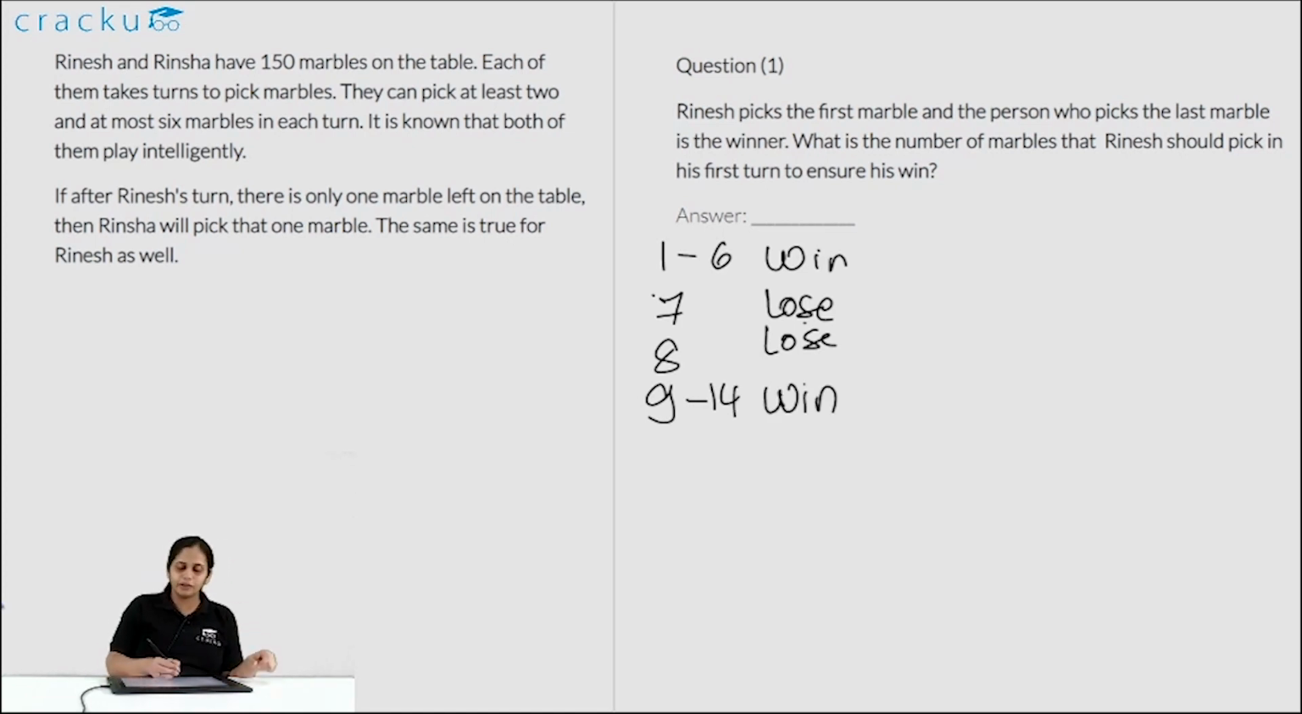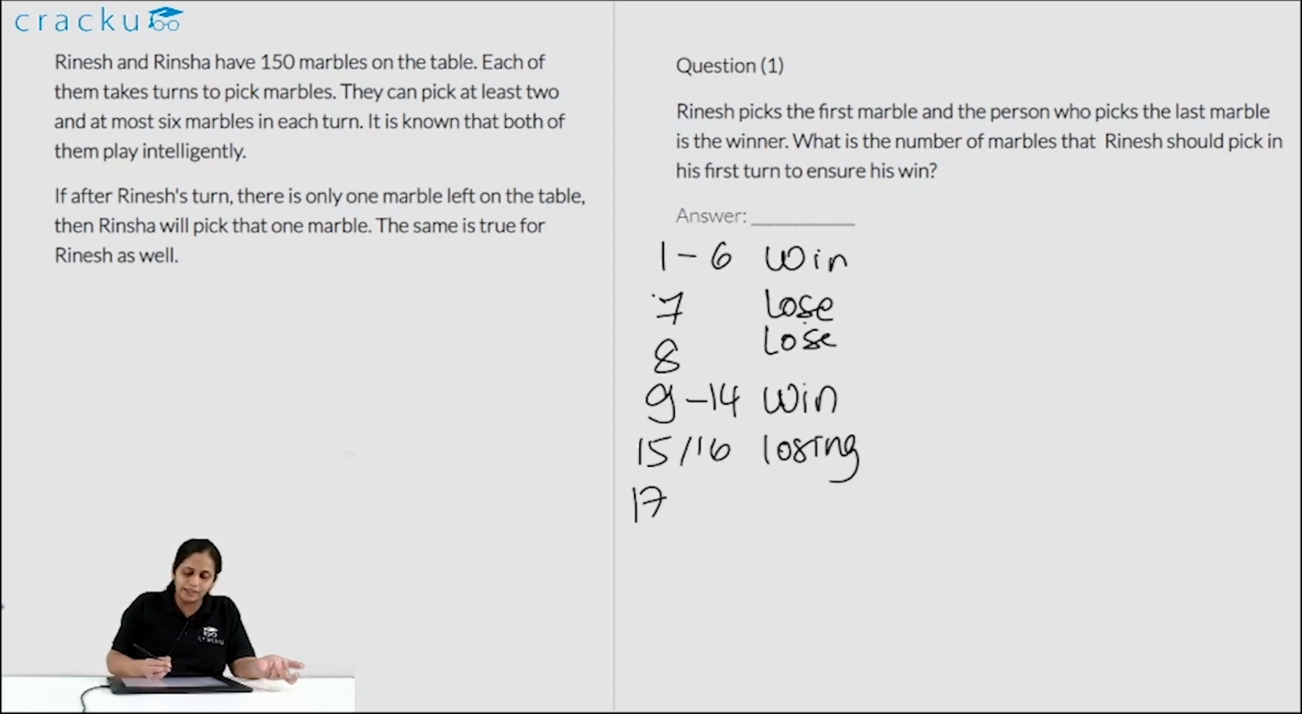Now 15 onwards, if you see 15, what can you pick? You can pick 2. If you pick 2, you get 13, which is a winning position. If you pick 6, you get 9, which is also a winning position. So 15 is one of those losing positions where you can't do anything without putting your opponent in a winning position. Similarly, if you have 16, you pick 2, you put your opponent at 14, which is a winning position. If you pick 6, you put your opponent at 10, which is also a winning position. So 15, 16 are always losing positions.